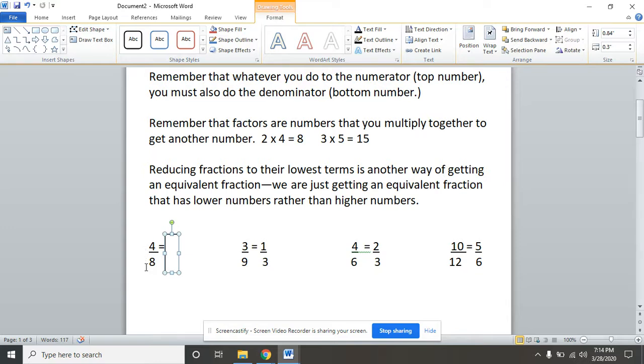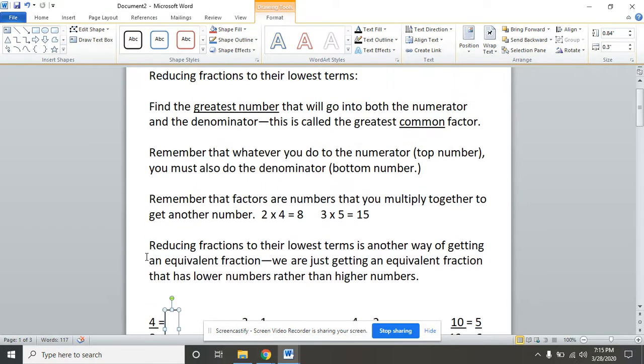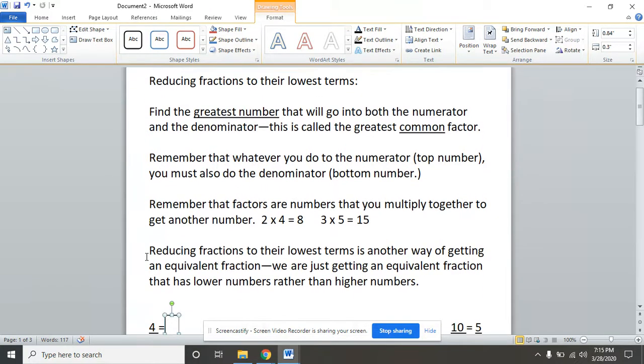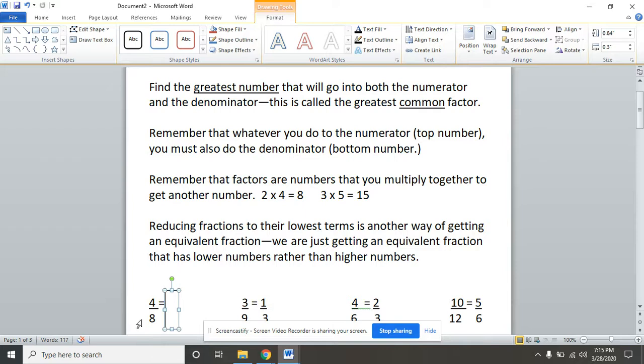So for instance, if we have this fraction 4/8, and we want to reduce it to its lowest terms, that means we want to find the lowest numbers that we can write it as. So I have to find the greatest common factor of 4 and 8.